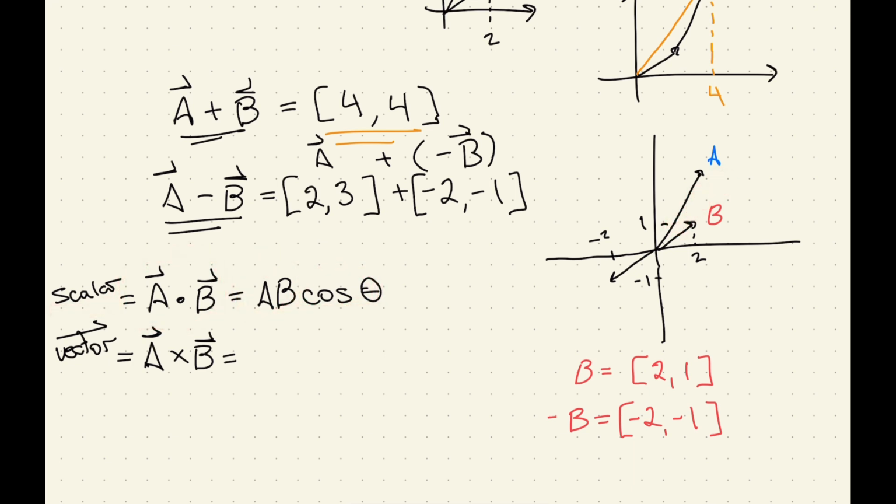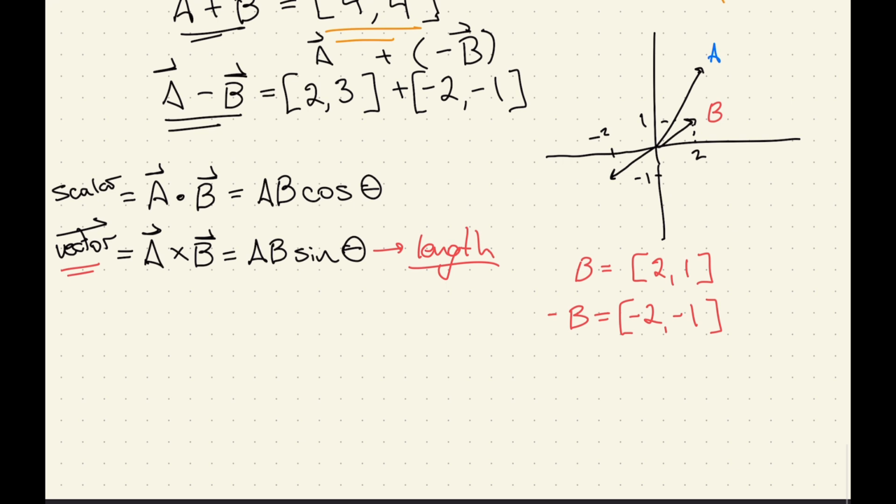For the cross product, there's a similar identity, except you change cosine to sine. And again, you can get the magnitude by just finding the length of these vectors and the angle between them. This time you compute sine, multiply all these together, and you get the answer of this, which is the length of this vector.